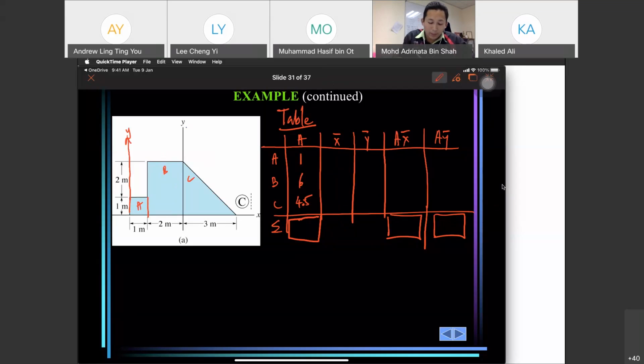X bar for our A. Because we have moved, so this is 0. And that one. Okay? So for A, X bar for A, we know that the X is 1 meter, so X bar is 0.5. We know that B is 2 meter, so the X bar is 1 meter from the rectangle plus 1 meter. So that is 2 meter.